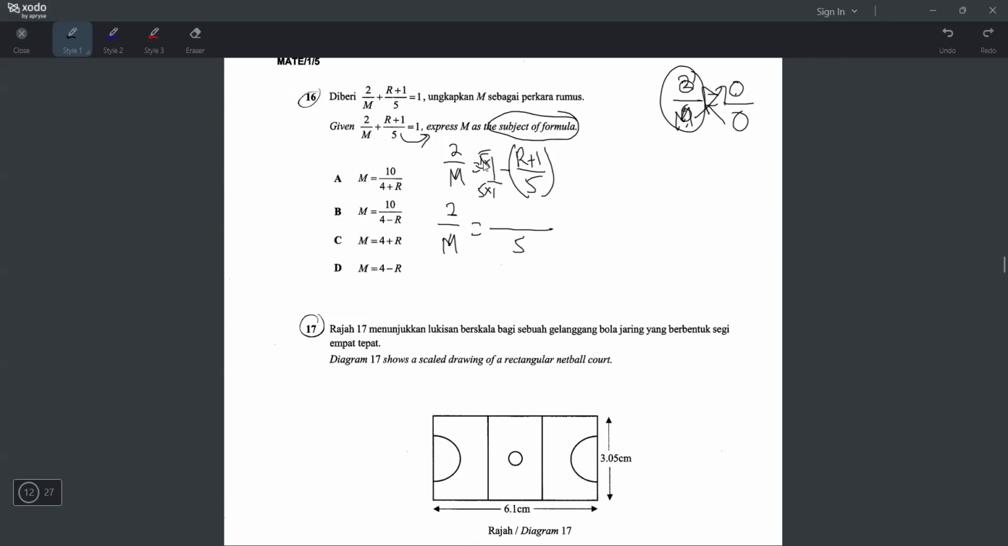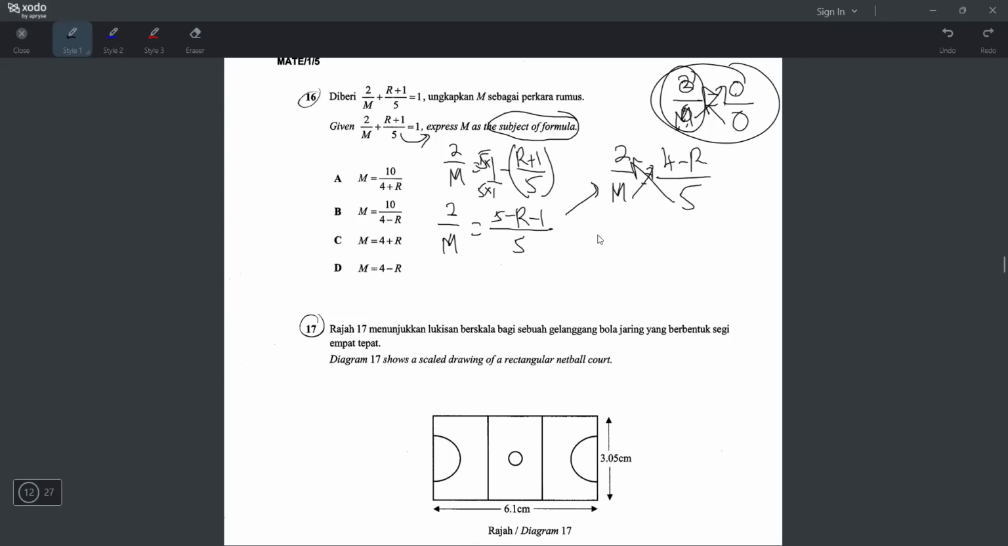So now on top, what is left? 5 times 1, which is 5, minus r. And then the plus 1 is minus, I have to write minus 1, because minus plus becomes minus, right? That's why the bracket is very important. Alright, so now you continue here. 2 over m equals 5 minus 1, which is 4, minus r over 5. Can you see now it's already something over something equals something over something? So now you have a single fraction on both sides, you can cross multiply.